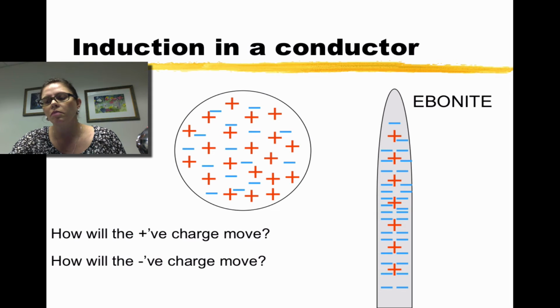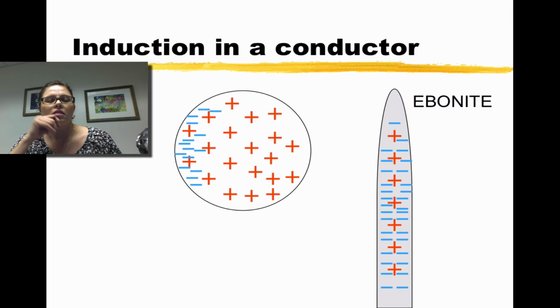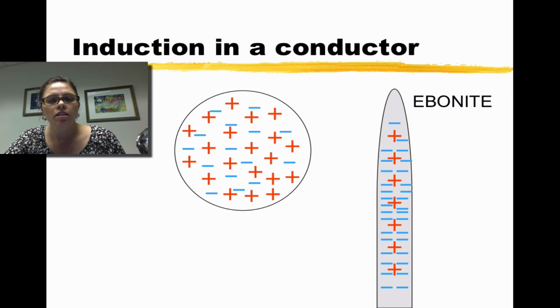So negative charges, well, opposites attract, likes repel. So the negative charges on this metal ball, this conductor, will be repelled by the ebonite. So would it look like this? There's a problem. Do you see it? So let's go back to the original. So we bring it in. It's going to look more like this.